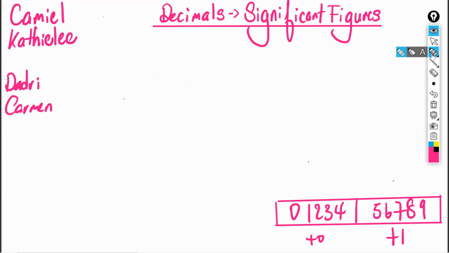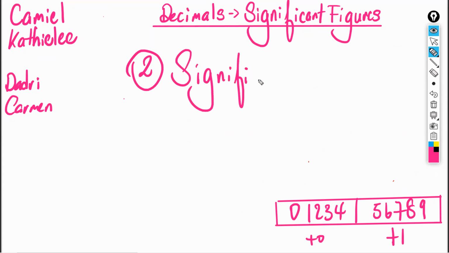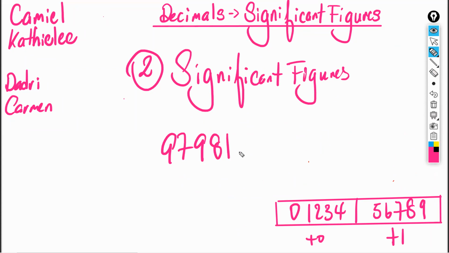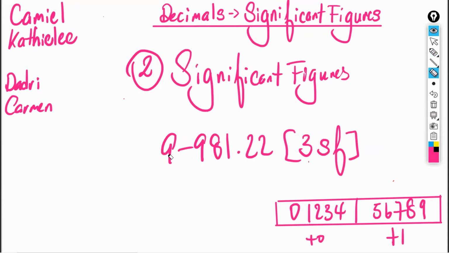And now we want to do significant figures, right? We want to talk about significant figures again. So significant figures, guys, suppose we have 97,981.22, and they want this to 3 significant figures, SF, right? I want this to 3 significant figures, guys.